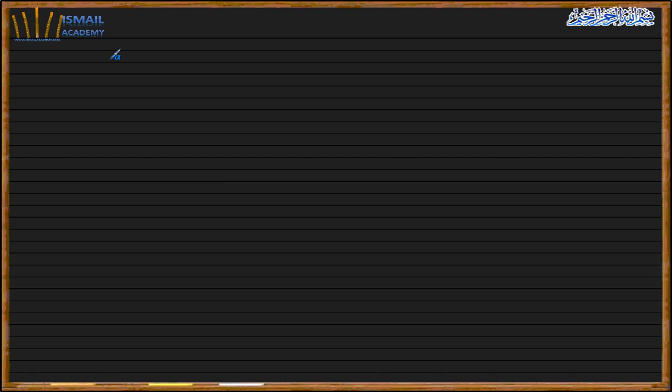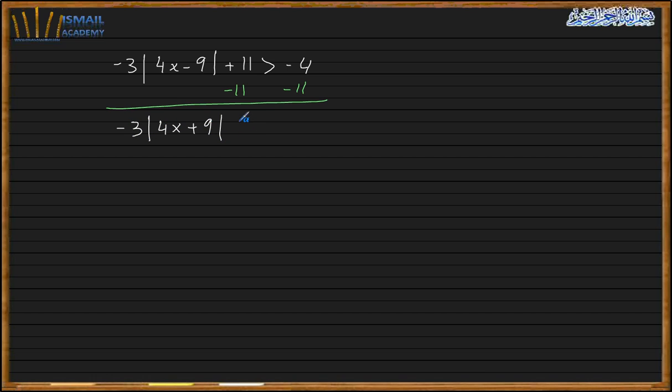Let me give you another example. I have minus 3 times the absolute value of 4x plus 9, plus 11 is greater than minus 4. So here I minus 11 both sides. So I got minus 3 times the absolute value of 4x plus 9 is greater than minus 15. Divide by minus 3. Here, dividing by a negative, the sign flips. So the absolute value of 4x plus 9 will be less than 5.